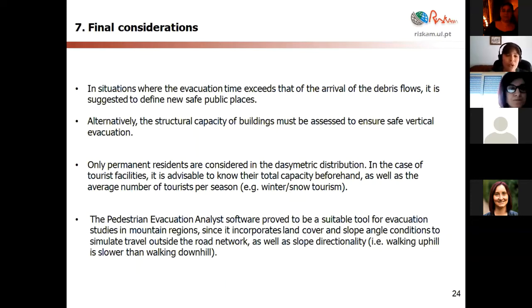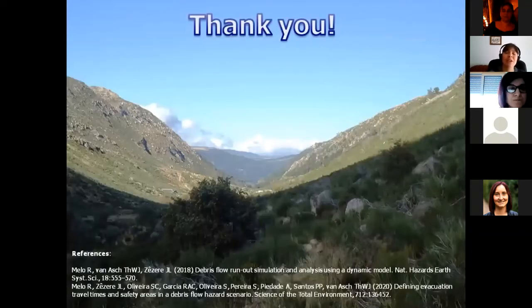The software used, the pedestrian evacuation analysis, proved to be a suitable tool for evacuation studies in mountain regions, since it incorporates the land cover, obstacles that might be in the study area, and also the slope conditions to simulate the travel also outside the road network. And this model also has the advantage to consider the slope directionality, which means that walking uphill will always be slower than walking downhill. And thank you very much.